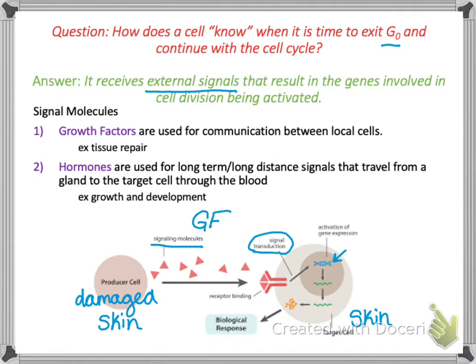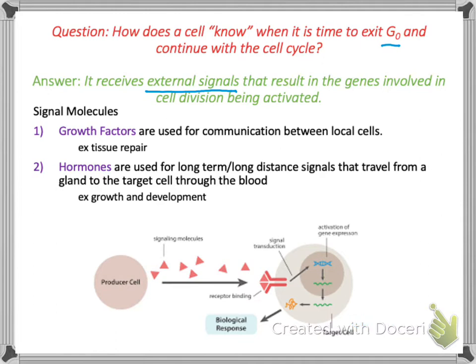Now, another type of external signal is going to be more long-term. It's not necessarily going to be a short-term response, like an emergency with a cut. Instead, hormones are produced in a gland, and then they travel to a target cell through the blood. Because they're a slower process than, say, growth factors, which are released between neighboring cells, and hormones have to potentially travel far through the body, it leads to a slower, more sustained response. And so we see hormones being involved with growth and development, like growth hormones, or even sex hormones like estrogen and testosterone.